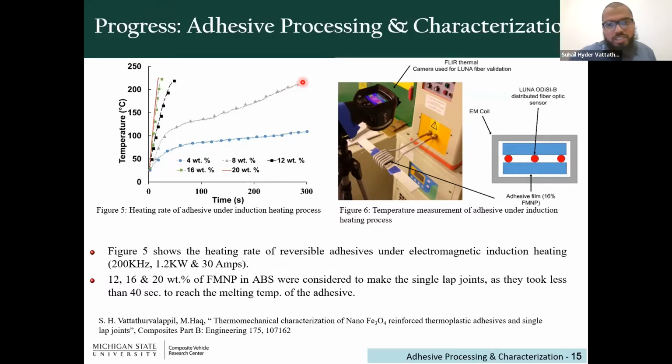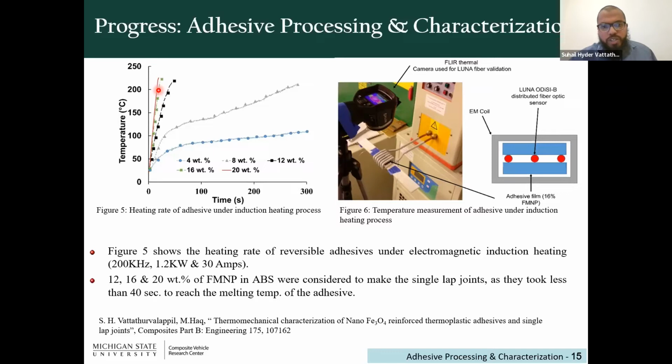By the way, there is no specific melting temperature for thermoplastics; we call it the processing temperature, and it can be in a range. For ABS, it is anywhere between 200 and 240 C. It took nearly 250 seconds to reach that temperature at 8 weight percent. But when we went to 12, 16 or 20 weight percent, it was immediate; we can reach the processing temperature within about 30 seconds.